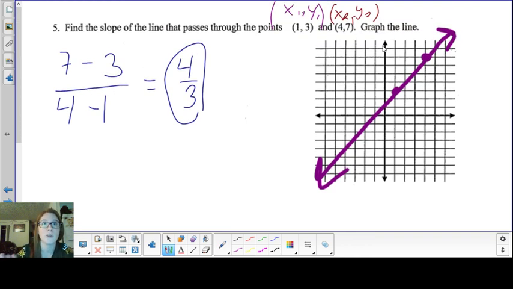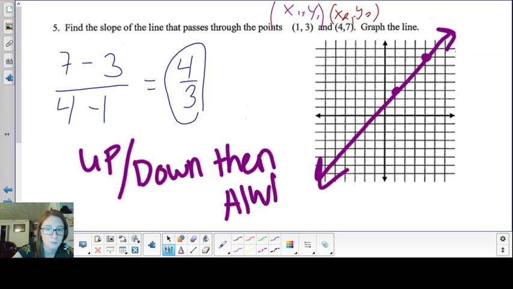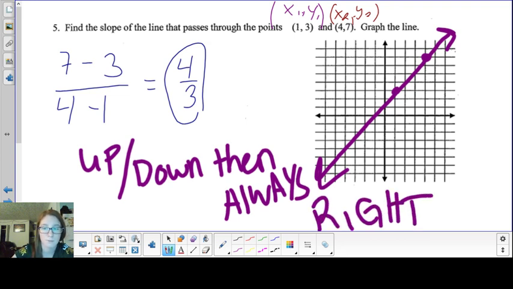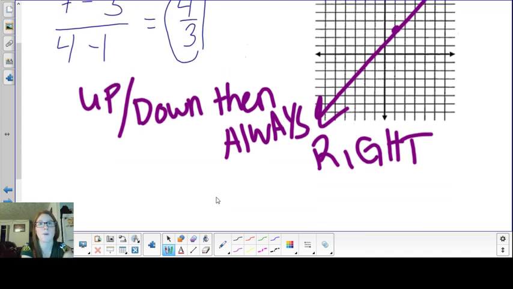So when we do slope, we go up or down, then always to the right. That's the thing I want you to remember today. Up or down, then always to the right. You never go left.